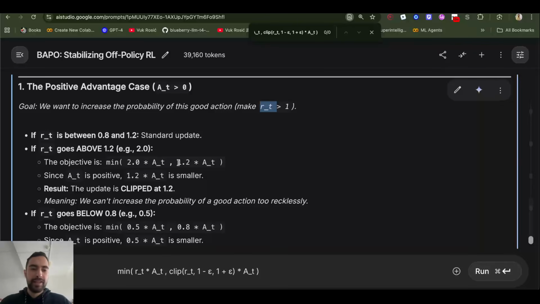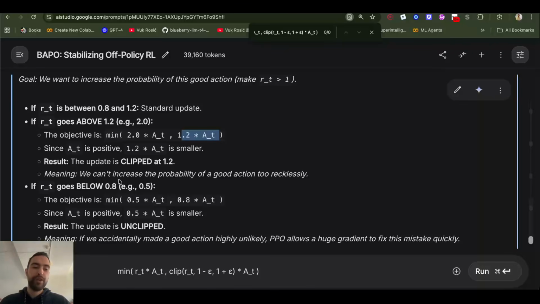So then the importance ratio of 2 will get clipped to 1.2, because this is the maximum amount we want to actually increase the probability. We don't want to increase it by the whole 2 times. We don't want to reward it this much. So we will just take the minimum. We will get this minimum reward, a smaller reward, because we don't want to increase too much. We want to clip it.